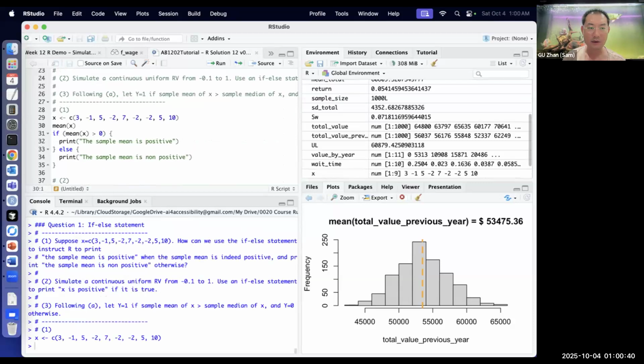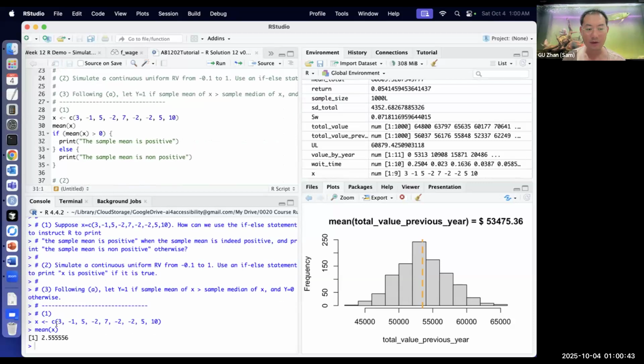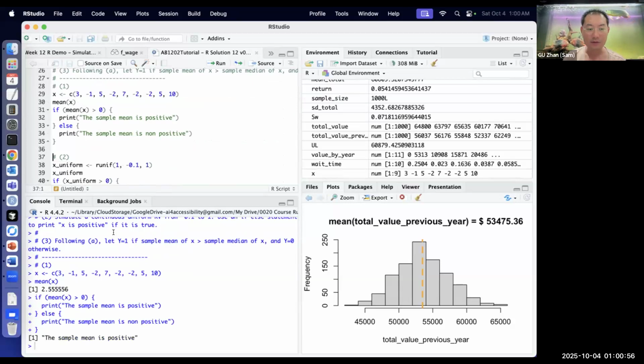Okay, we set the X variable. Then we display the mean value 2.555. So it says if mean is greater than 0, then you have a curly bracket and you print; else, you print this. Okay, so run it. So the sample mean is positive. Run again. Sample mean is positive.